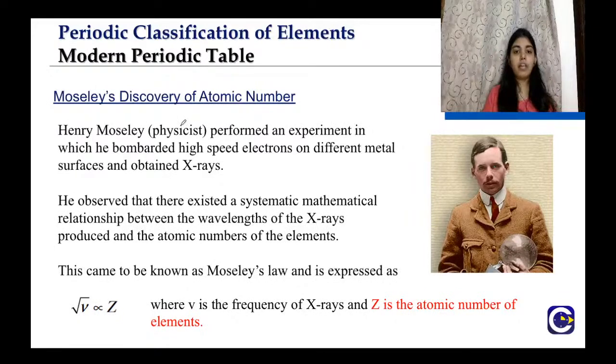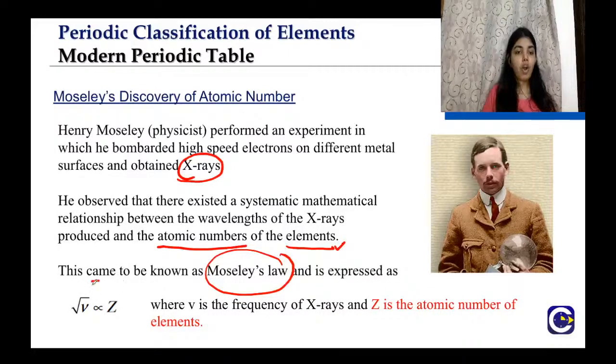He performed an experiment. He took a metal and bombarded that particular metal with high speed electrons, right, and he obtained X-rays. Now he observed that there existed a systematic mathematical relationship between the wavelength of the X-rays produced when bombarding high speed electrons on different metals and the atomic numbers of the elements, right. So this came to be known as Moseley's law, that the root of frequency of the X-rays, and we have discussed in the previous session in the atomic structure chapter that X-ray is basically what? Electromagnetic radiation, right. And we have discussed what is lambda, what is frequency, and also the root of frequency of the X-rays that were being produced is directly proportional to the atomic number of the elements, not atomic weight but atomic number of the elements.